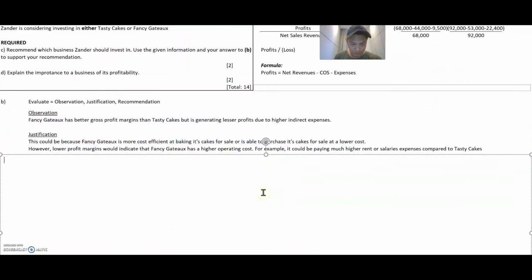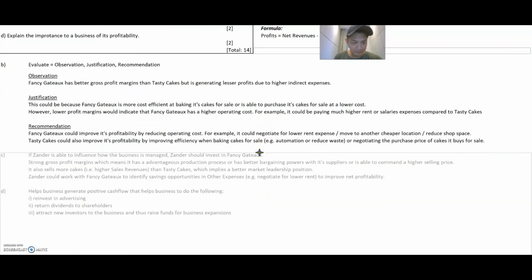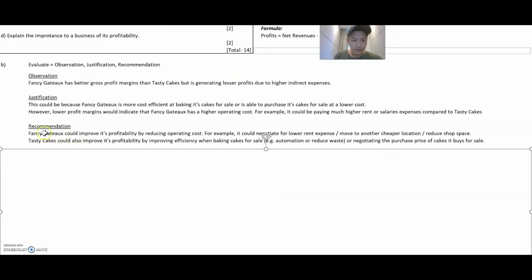So what could it do as a recommendation? Fancy Gâteau could improve its profitability by reducing operating costs, right? It could try to negotiate lower rental or move to a cheaper location. Maybe it's in the heart of the city right now, and it could move to the heartlands, for example, to get a lower cost.